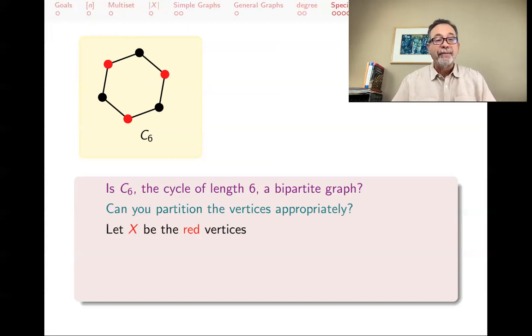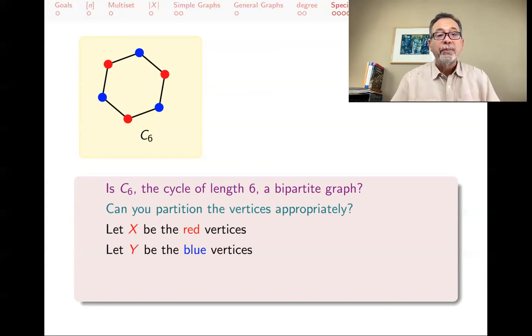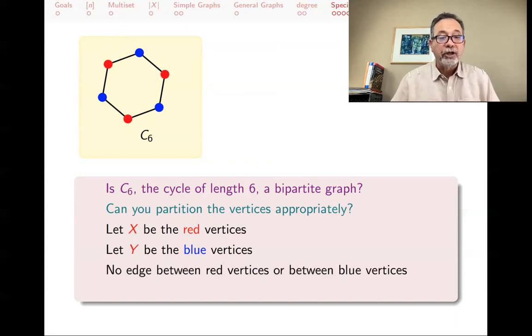I'll let X be the red vertices and Y be the blue vertices. And if I do that, then you see that there's no edge between any of the red vertices, and there's no edge between any 2 blue vertices. Every edge goes from a red vertex to a blue vertex, and that makes this a bipartite graph. So C6 is a bipartite graph. C5, on the other hand, you might try that on your own, is not a bipartite graph.